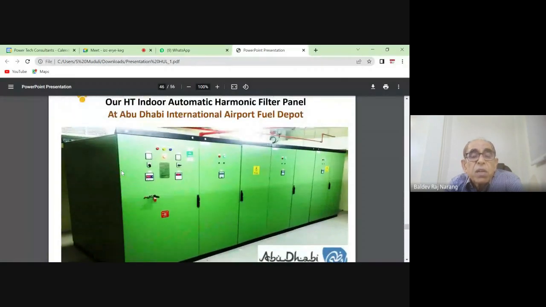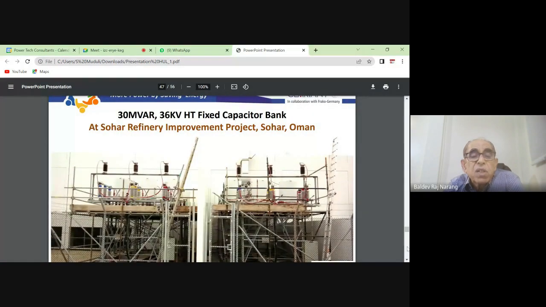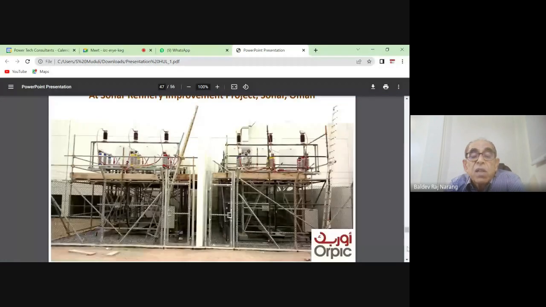So this is again automatic indoor panels. This we have given to Abu Dhabi International Airport. I think this was a 3.3 kV automatic capacitor bank. So let's go to the next one. This is 30 MVR, 36 kV, because we design at a higher voltage when the reactors are there. So we have to design a 33 kV system at a higher voltage, maybe 36, up to 40 kV also we design. And there again it is reactor and capacitor, fixed type only.